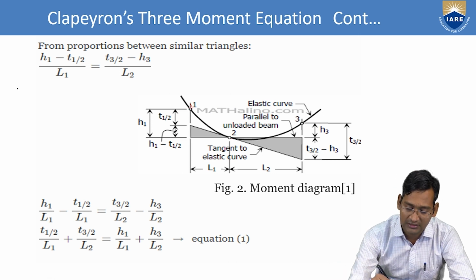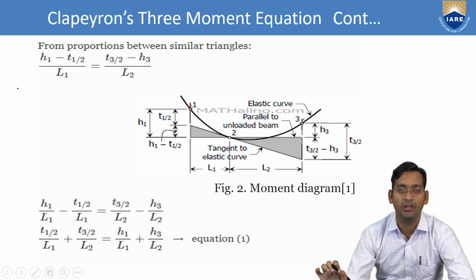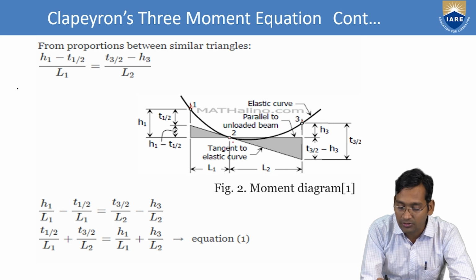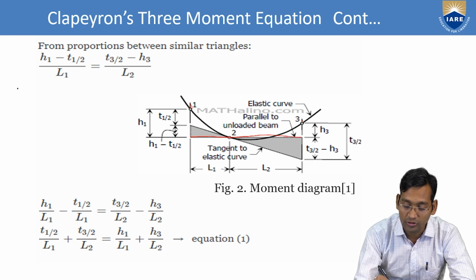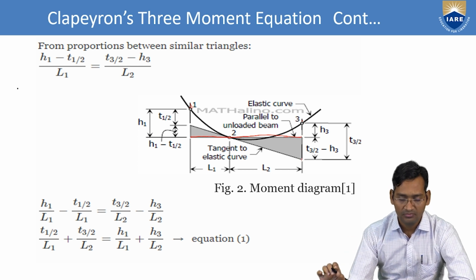Now just see, this is point 1, this is point 2, and point 3. Now here, this side is the moment diagram, this will be smaller, and this is our baseline. Remember, this is our baseline, right? So this is above the baseline, and this side it's below the baseline.